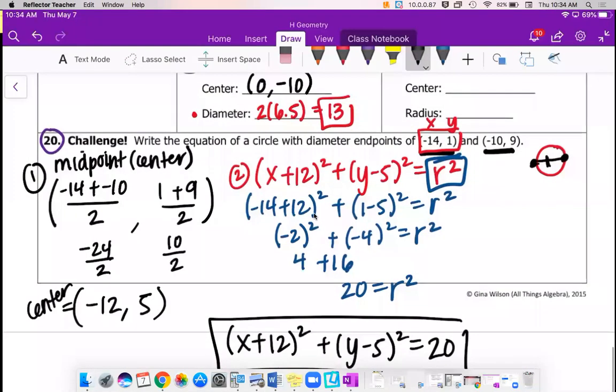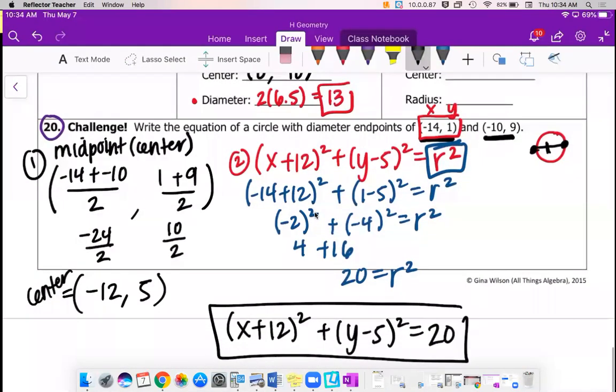This is a real important one for Algebra 2 Trig next year. And then you guys are just going to go do your very last homework assignment and let me know if you have any questions or concerns.